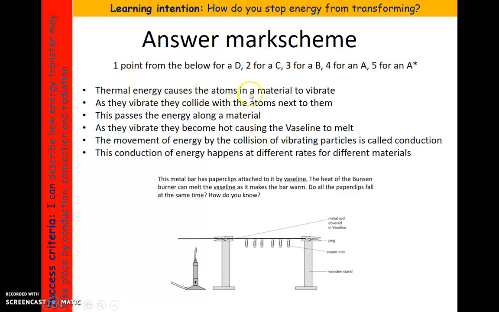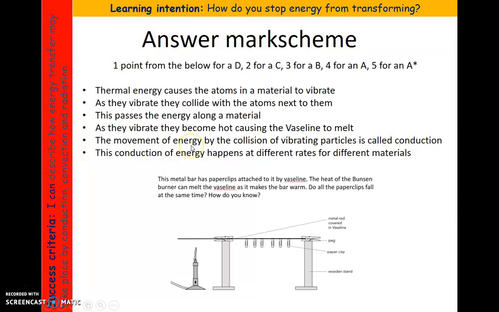Thermal energy causes the atoms in a material to vibrate because they're given energy, so they are going to vibrate more. As they vibrate, they collide with the atoms next to them. This passes the energy along a material, because if you're vibrating and you hit the thing next to you, you'll start it vibrating. As they vibrate, they become hot, causing the Vaseline to melt. The movement of the energy by collision of vibrating particles is called conduction.